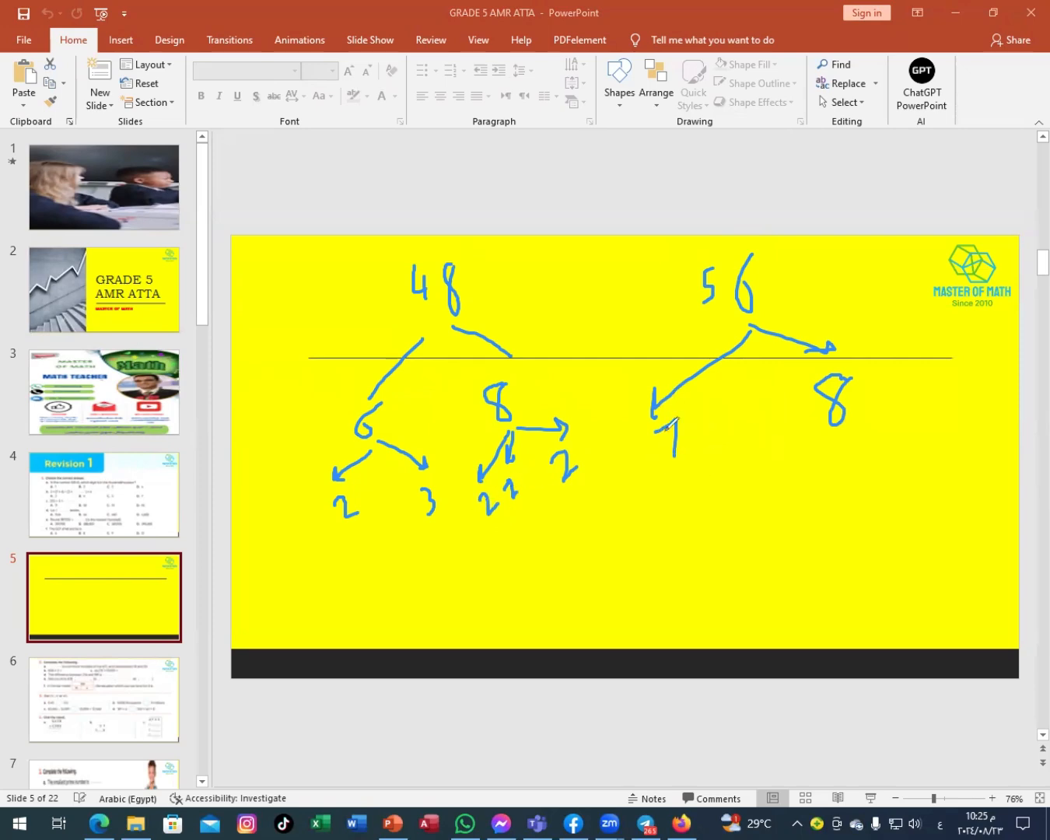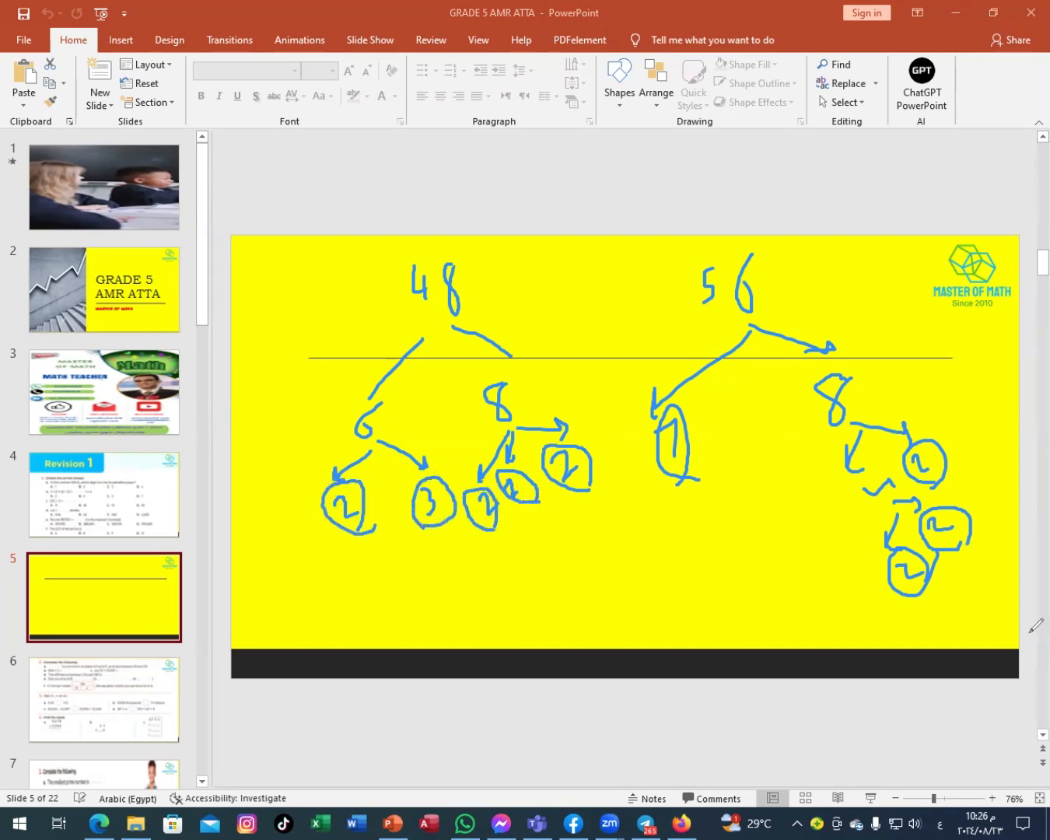7 is a prime number. Yeah, we factorized these numbers to their prime factors. 6 times 8, and 6 is 2 times 3, and 8 is 2 times 2 times 2. We can do 8 as 2 times 4 first, and 4 as 2 times 2. We have the prime factors for 56: 2, 2, 2, 7. Means 2 times 2 times 2 times 7 equals 56. And 2 times 2 times 2 times 3 times 2 is 48.